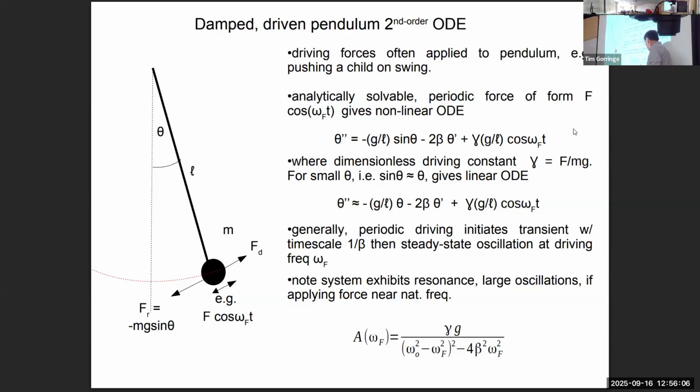So it amounts to the comparison of these two frequencies, the natural frequency of the pendulum and the frequency of the driving force. And if they're close to one another, that makes the denominator small, so the amplitude becomes big, and vice versa. Okay.